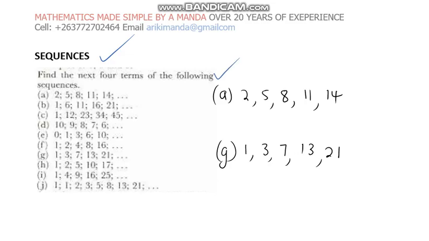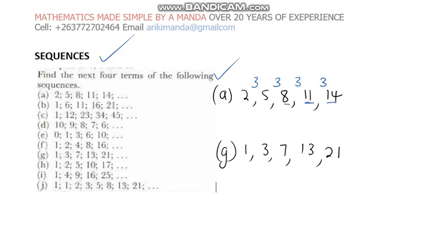Let's look at A. We are supposed to write the next 4 terms, but we need to study the pattern. The first number is a 2, the next is a 5, followed by an 8, 11, and 14, right? The difference between the first 2 numbers, I'll write in blue above the numbers. From 2 to 5, there's a 3. From 5 to 8, there's a difference of 3. The difference between 8 and 11 is another 3. The difference between 11 and 14 is another 3.